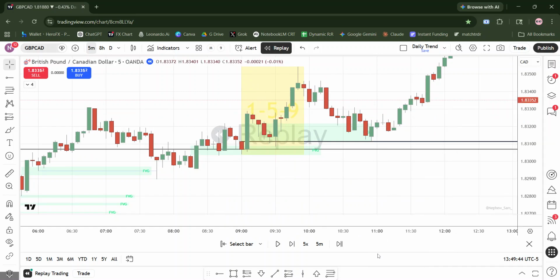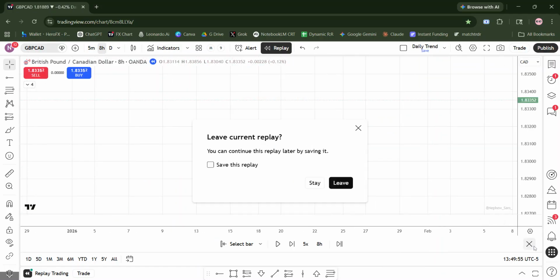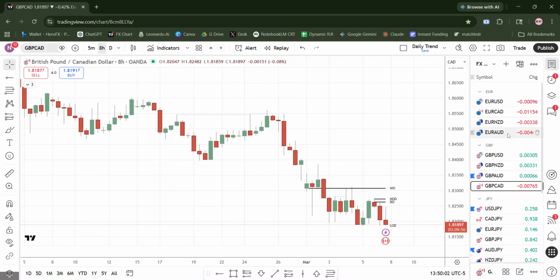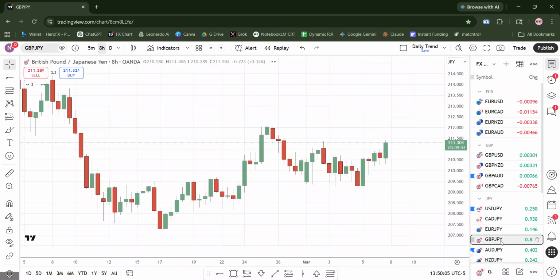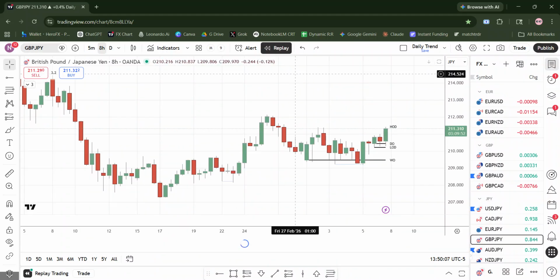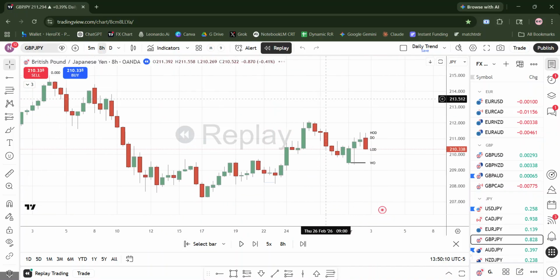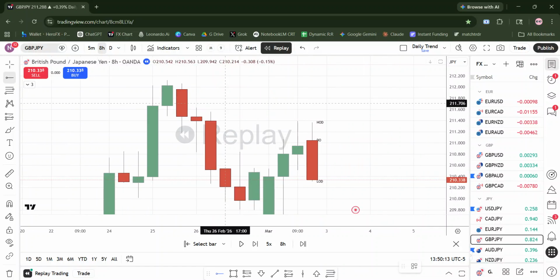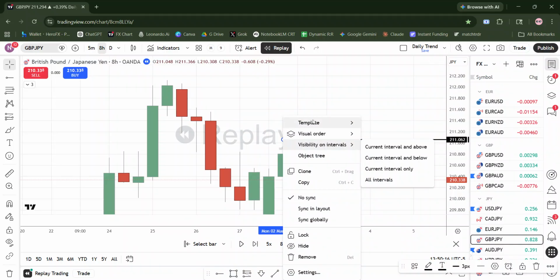So let me go to the next one, which was pound yen short at 5 o'clock. So we'll go to the 8-hour. Okay, I'm gonna go pound yen. Replay option. I think this is it right here. Yeah. So I'll mark the high right here.